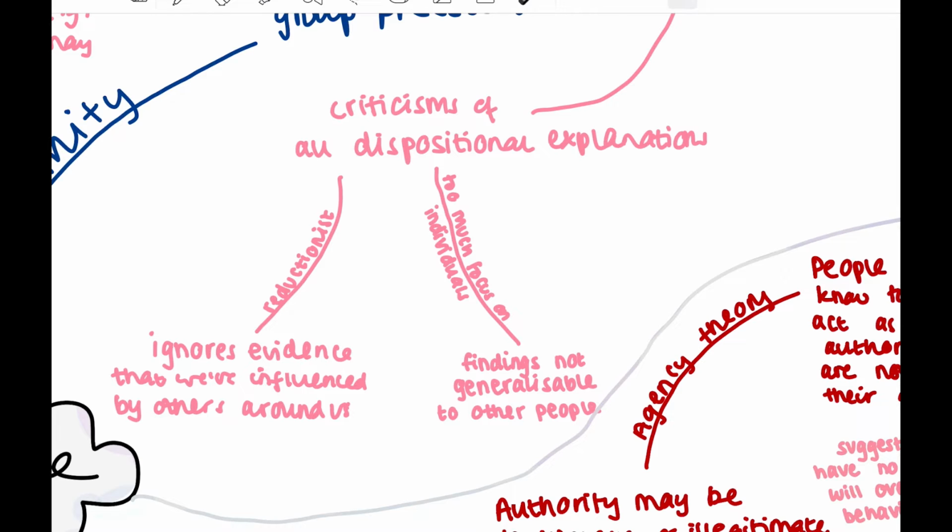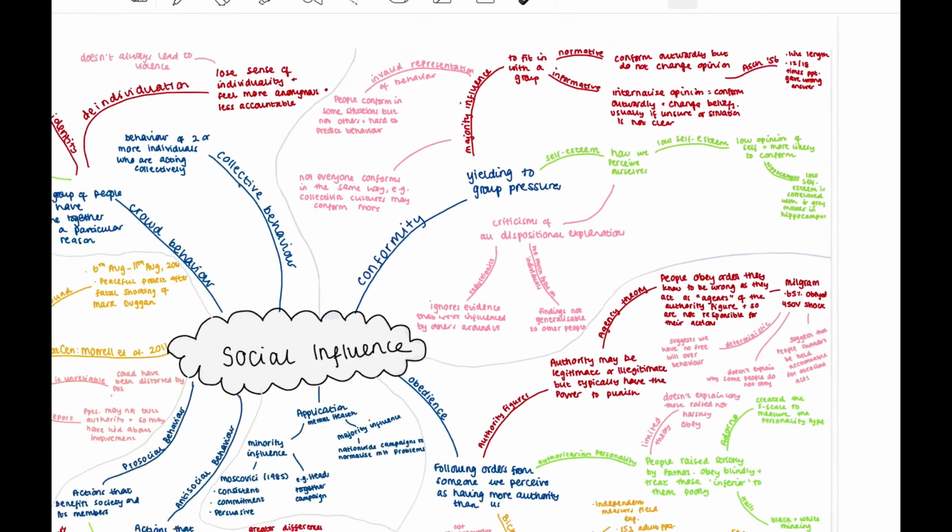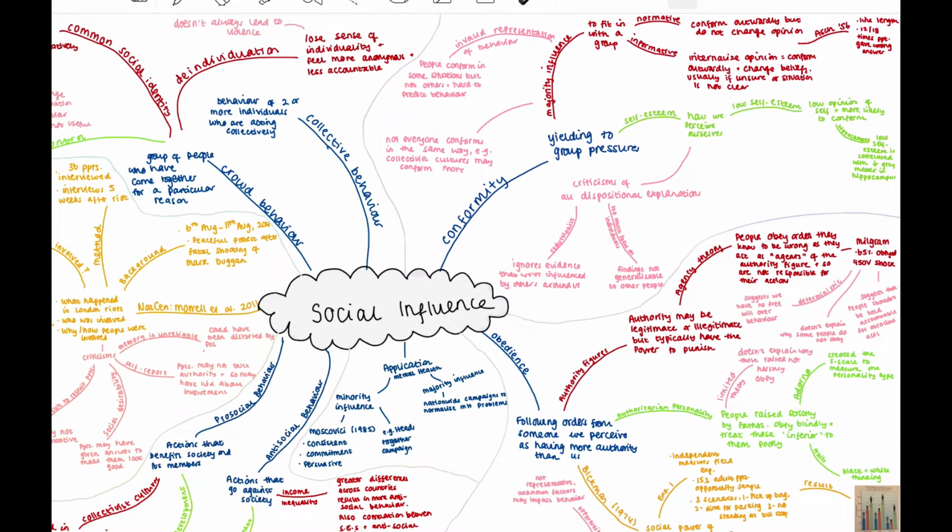The other negative evaluation is that there's too much focus on individuals. So we can't necessarily generalise these findings to other people. We could say this is true in this person, but because it's a dispositional factor, which means it's going to vary person to person, we cannot then use it to explain the behaviour of other people. And therefore, again, is there much point in having a theory that means we cannot predict behaviour? So that is a very quick tour through conformity.